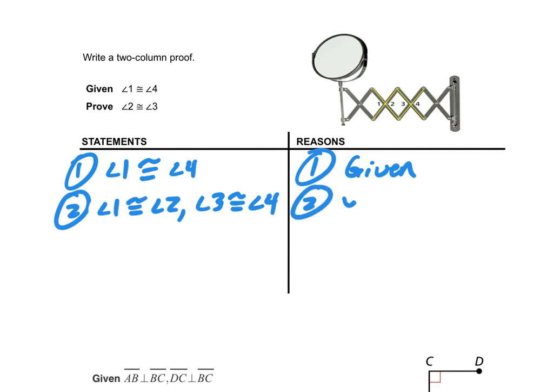And our reasoning here, we're just going to try to keep it as simple as possible. All vertical angles are congruent. If I have vertical angles, they are congruent. And we know that those are vertical.